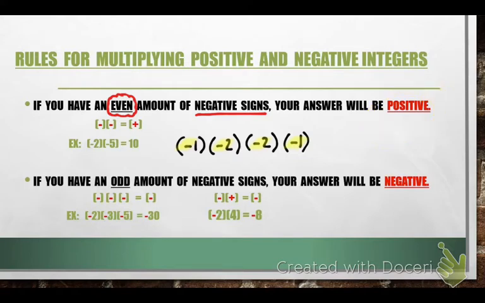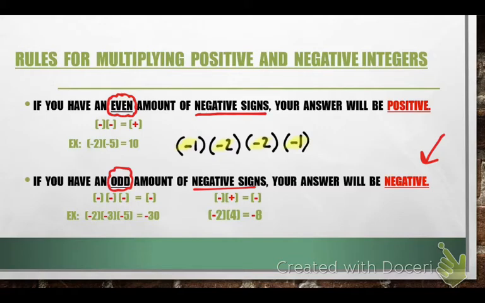Let's go on to the next one. I want you to take your red pen and draw a cloud around the word odd. What's the smallest odd number that we know? 1, okay? If there's only 1 negative sign, that's an odd amount of signs, your answer would be negative, okay?